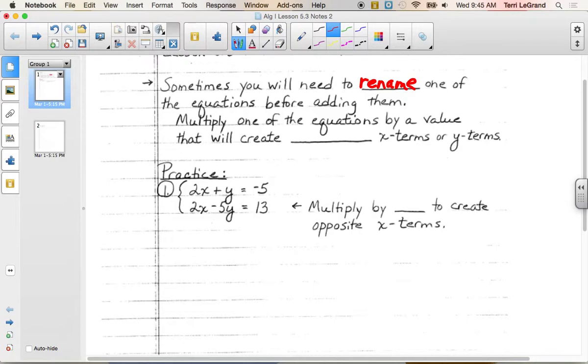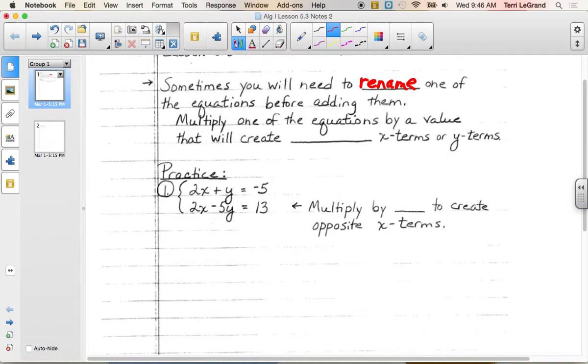Thank you. So, and notice it says, sometimes you will need to rename one of the equations before adding them. When you were SQ3R, you might have discovered that sometimes you actually have to rename both of them. We'll deal with those tomorrow, okay? So today, you're going to need to rename one of the equations before you add them together.